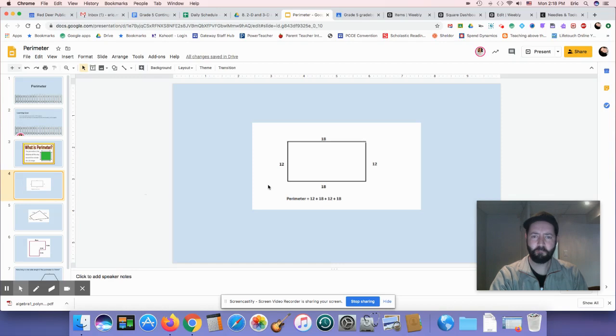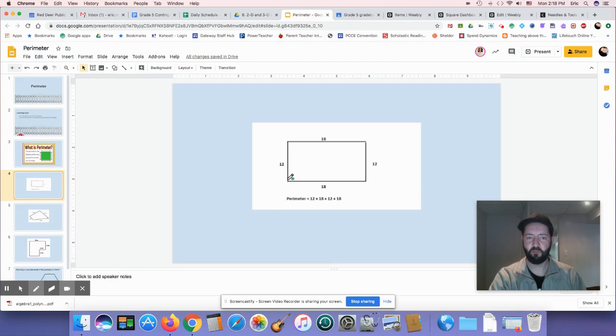Okay. So, when you're trying to calculate the perimeter, you need to know a few things. First of all, you need to know how many sides your 2D shape has. So we're dealing with a rectangle here. It's got four sides on it. And so what we're going to do is take all four of those sides and just add them together, okay? Because remember, we're just calculating the distance around the outside.